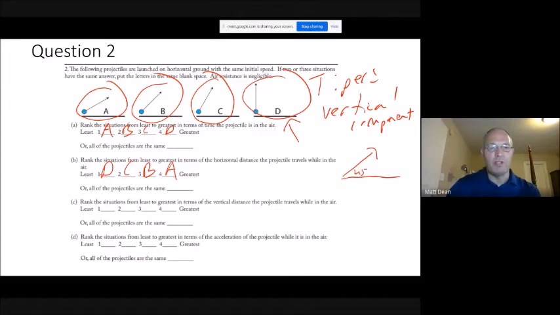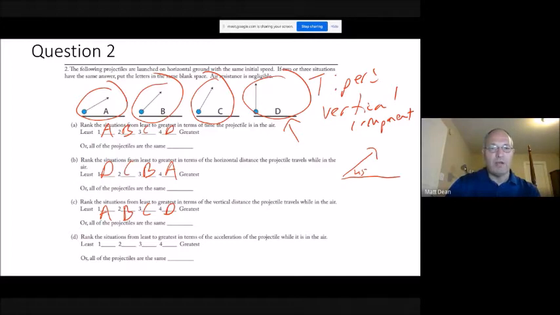Next, rank the situations from least to greatest in terms of the vertical distance the projectile travels. So how high is it going to go? Well, obviously, D is going to go the highest because all of its velocity is vertical. C is going to go the next highest because it has the second greatest vertical component. B would be next, and A would be the least in terms of vertical displacement.